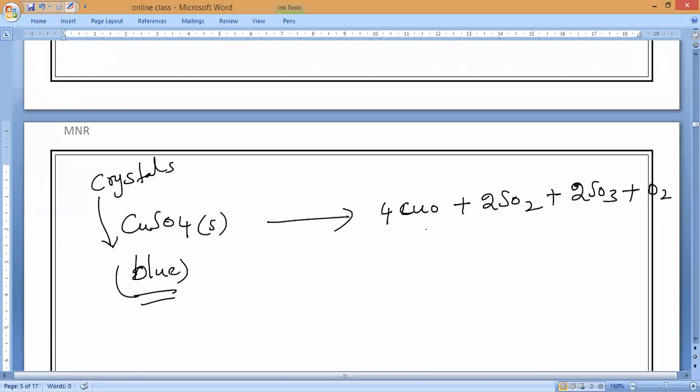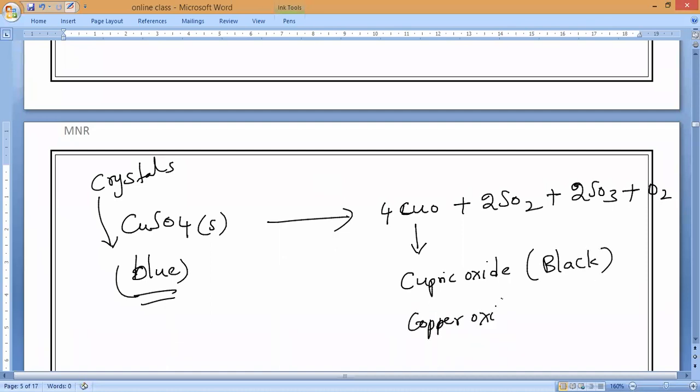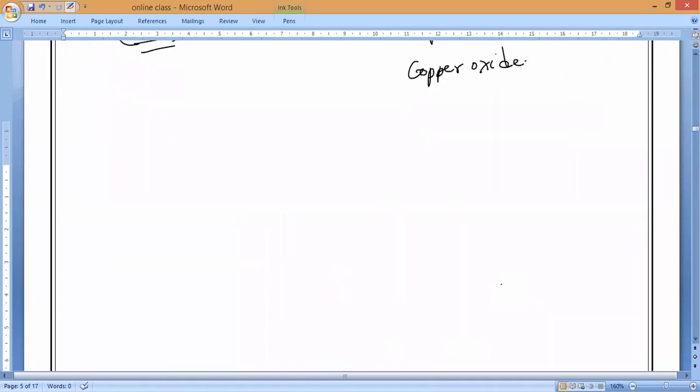Yes, sir. Now, what is this called? Cupric oxide. What is the color of this one? Black in color. We can say copper oxide. Again, the same reaction will come, and by that time we will study that also. So this is the third example of thermal decomposition.